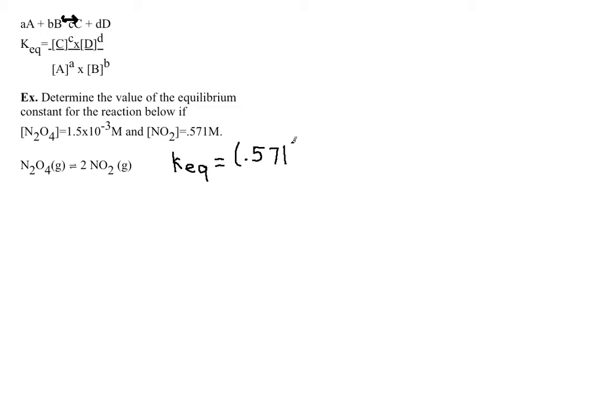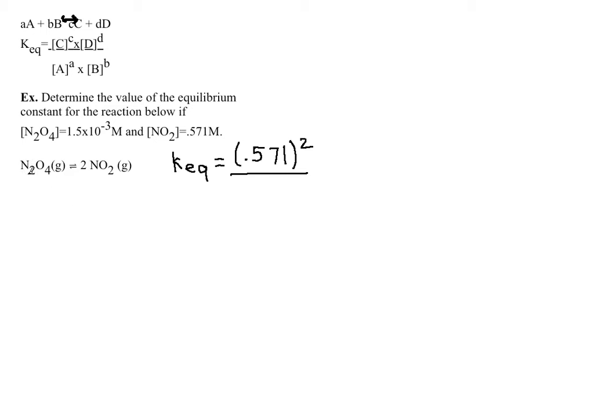Now, I need to raise it to its coefficient. The coefficient of NO2, if I look at my reaction, is a 2. So I'm going to square this, and I'm going to divide that. Notice there's nothing else to multiply by because I've only got one product. That's fine. If I had another one plus another one, then I would multiply that there. But right now I don't have another one, so I'm good.